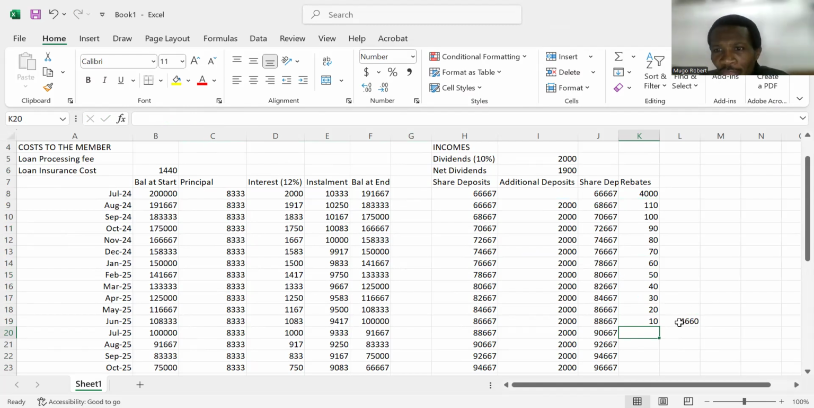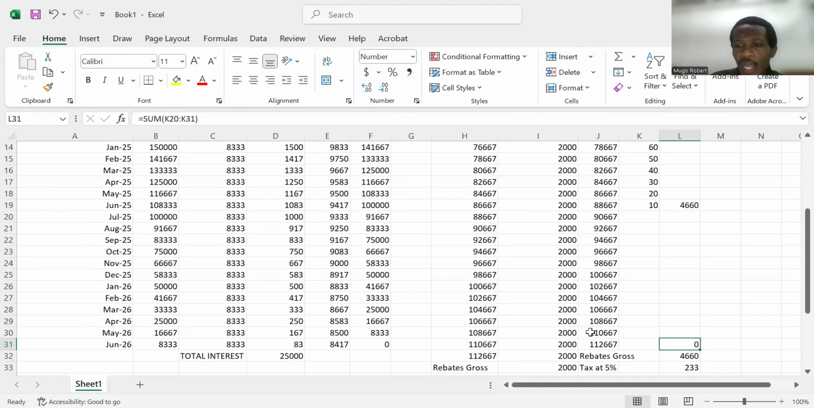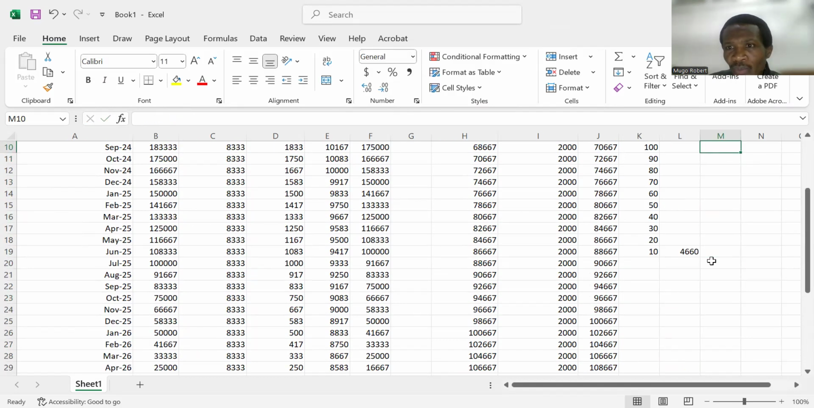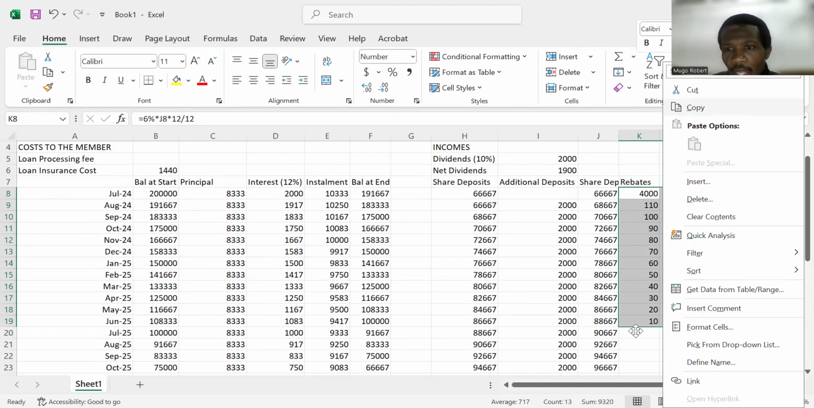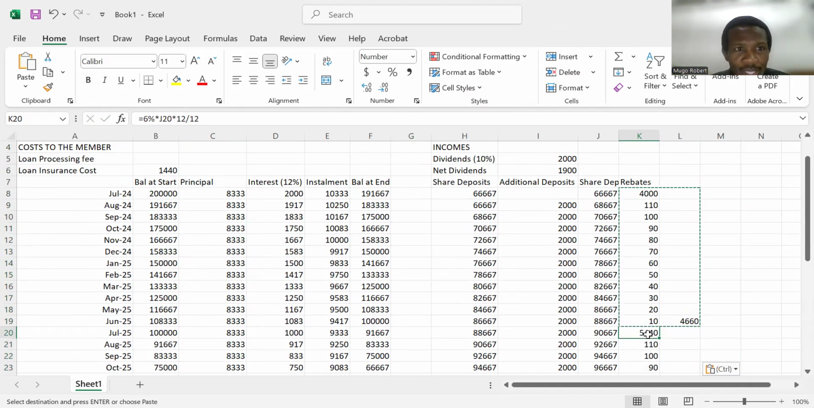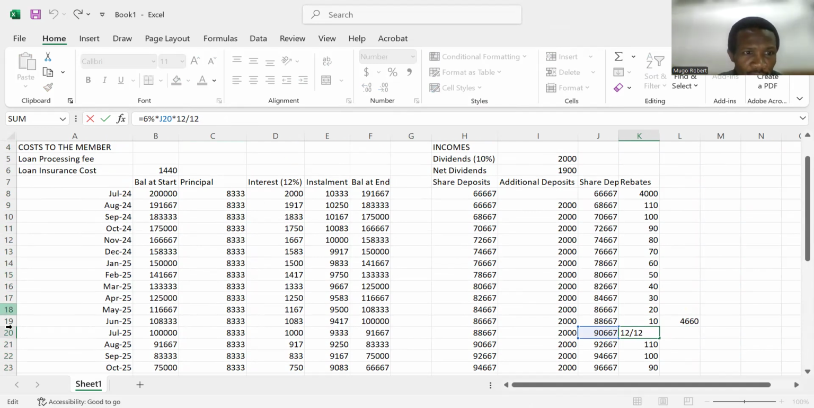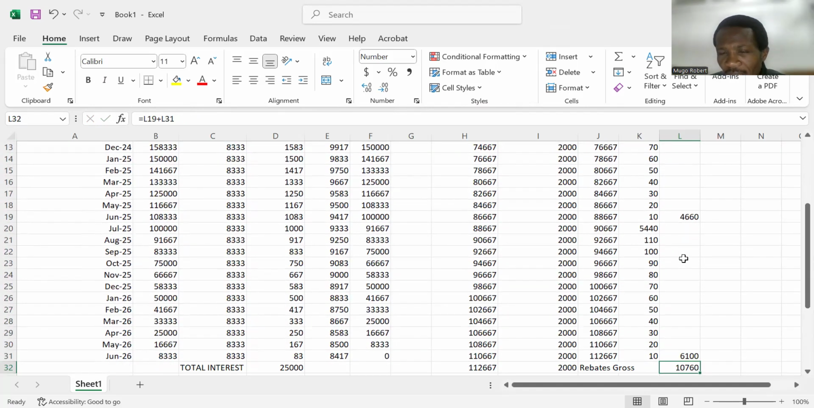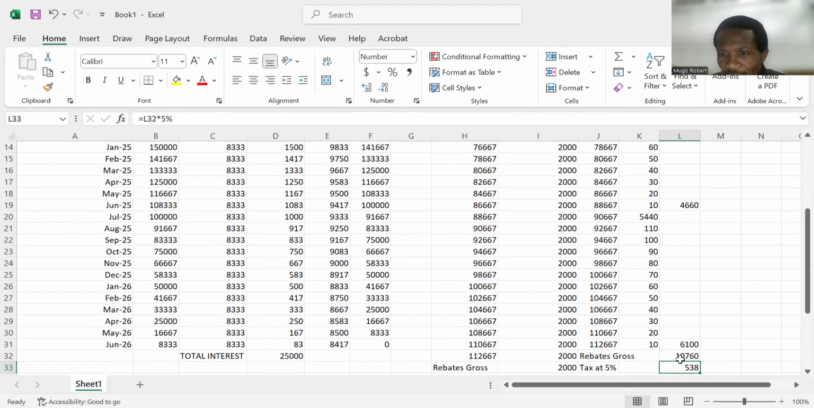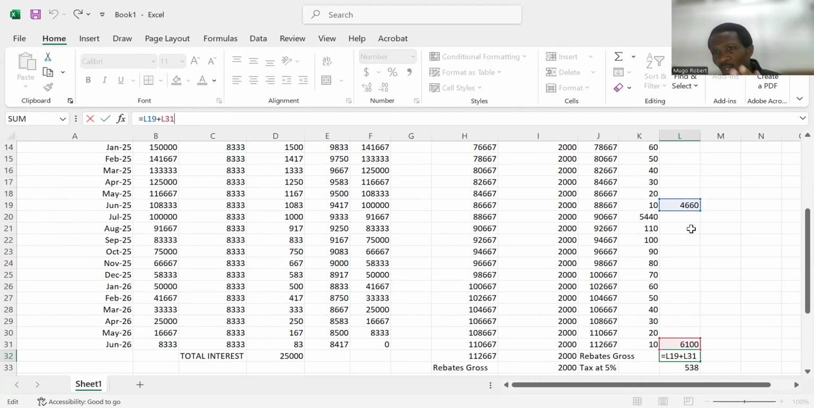So the rebates that you will earn for that particular year is 4,660. Since we have our formula, for the remaining 1 year, I will just copy these values and paste. Excel is very good. It has formulas. So I will just copy, then here, paste. You can see it has already formulas, like in July 2025, the rebates will be 90,666 times 6% times 12 over 12. So the first year it will earn 4,660 as rebates. The next year it will earn 6,100 as rebates. The total rebates will be the addition of these two, year 1 and year 2.